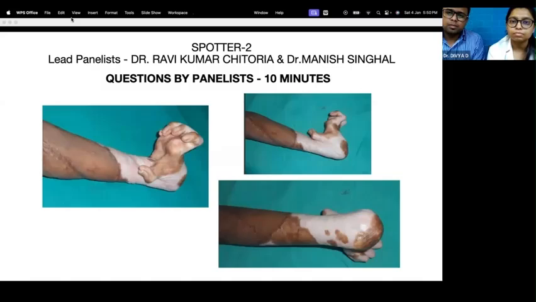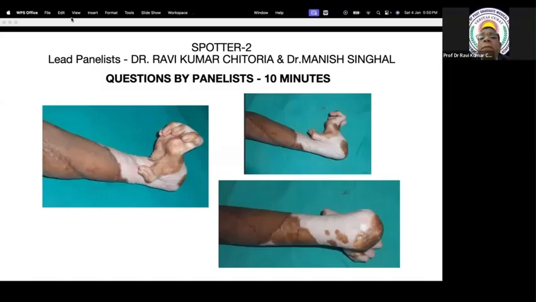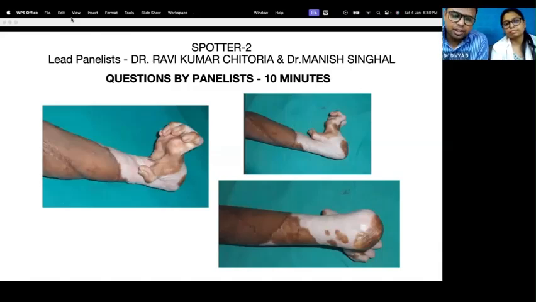And then what is the further grading of grade 3 and 4? A, B, and C, sir. Subgrading of 3 and 4? A, B, and C, sir. A is flexion contracture, B is extension contracture, and C is flexion as well as extension both.